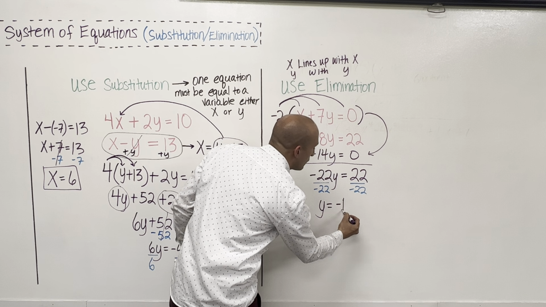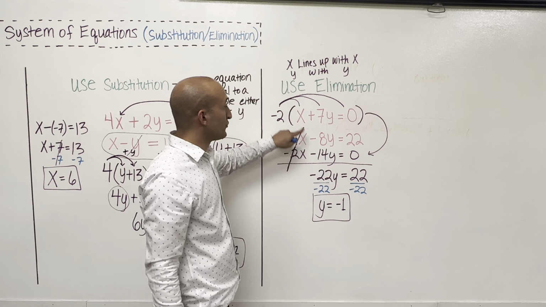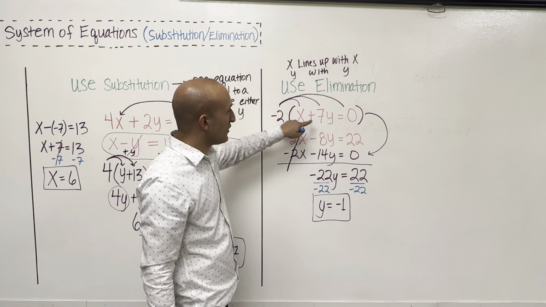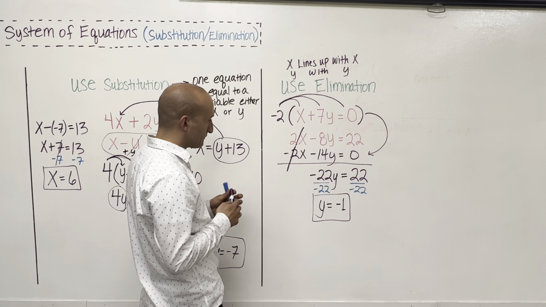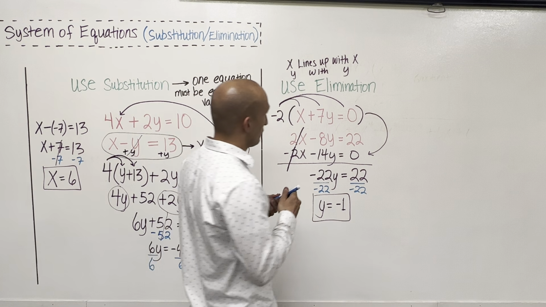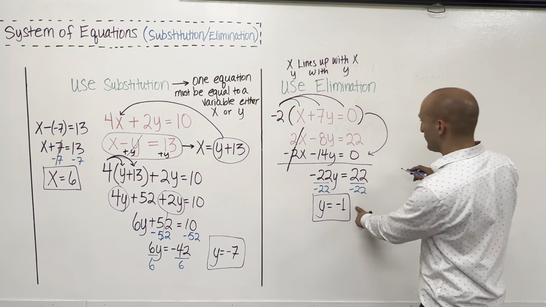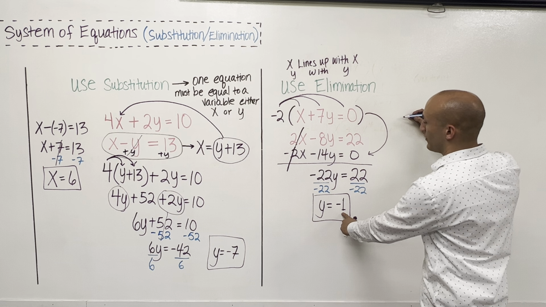Not done. I still have to plug it back in. And I'm going to choose this one because it has smaller numbers than this one. Okay, so I'm going to rewrite this one here in a different color. So I'm going to plug that in. I'm going to rewrite this, and instead of writing y, I'm going to write negative 1.